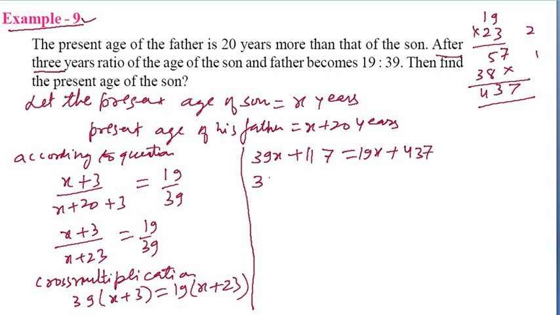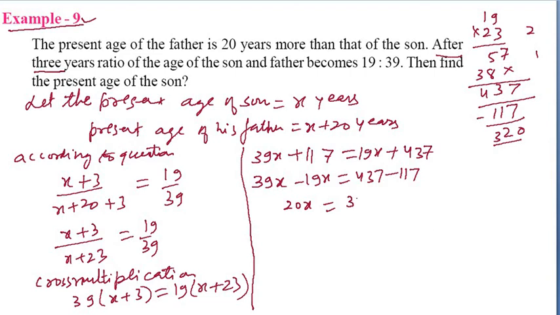Now transfer these terms. So 39 of x minus 19 of x will be equal to 437 minus 117. Now subtracting 117 from this: 7 minus 7 is 0, 3 minus 1 is 2, and here 4 minus 1 is 3. So 320, and 39 minus 19 is 20 of x, equal to 320. So x will be equal to 320 divided by 20. The 0 will be cancelled out. 2 ones are 2 and 2 sixteens are 32. x will be equal to 16.